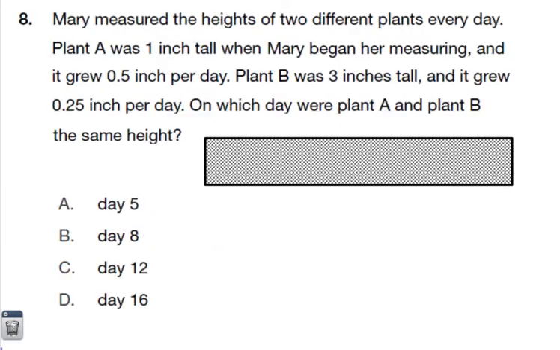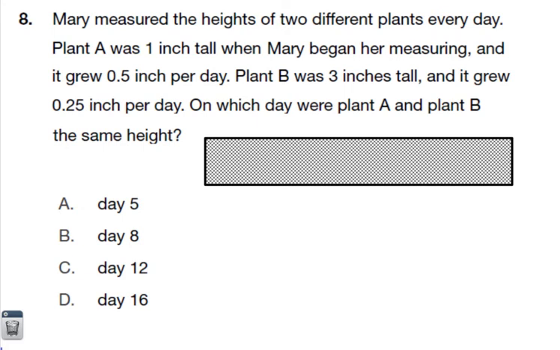Moving on. Number 8. Okay? Hopefully you've read this already. If not, pause it and read it, please, and think about it before continuing on. So here we go. We've got Mary, who has plant A, which was 1 inch tall at the beginning and grew ½ an inch per day. Plant B, different story. On which day were plant A and plant B the same height? Okay.